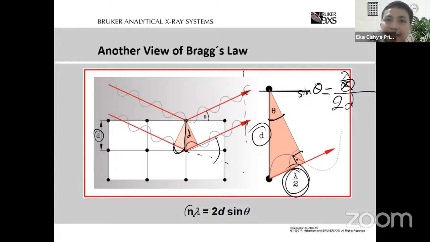Why do we need n lambda here? Because the wave has the same phase. Do you remember in wave and optics? Phase can be repeated: 1 wave, 2 waves, 3 waves, 4 waves. It will result in the same intensity, right?